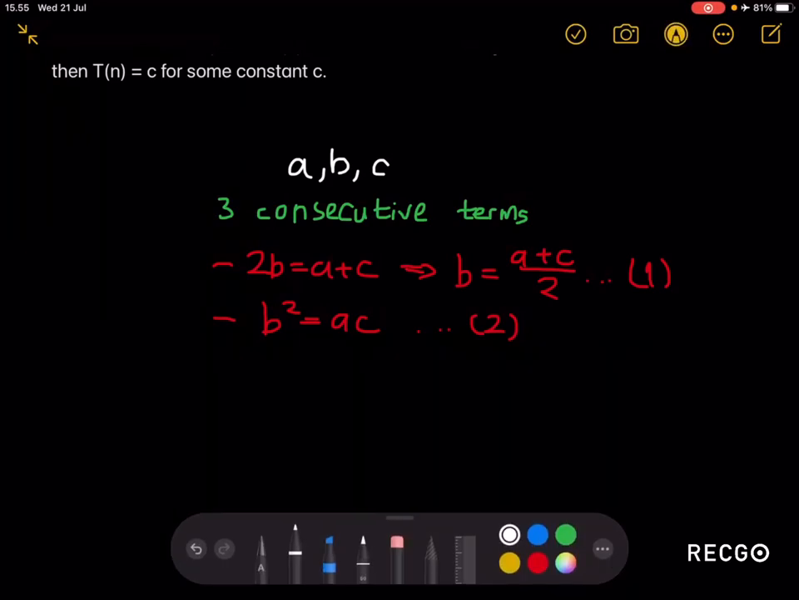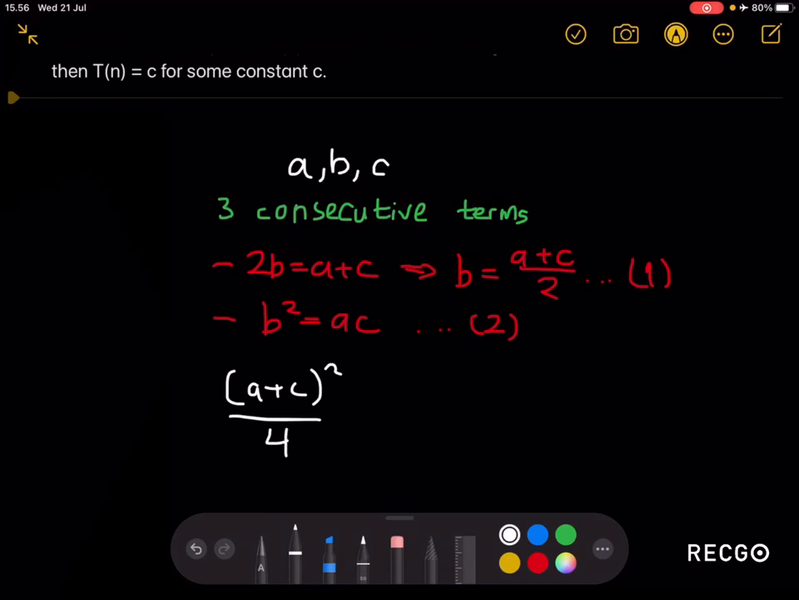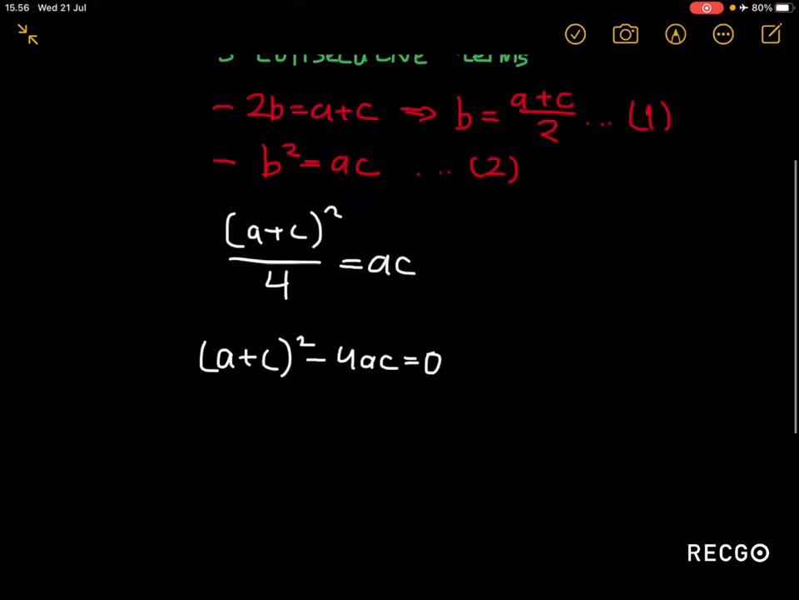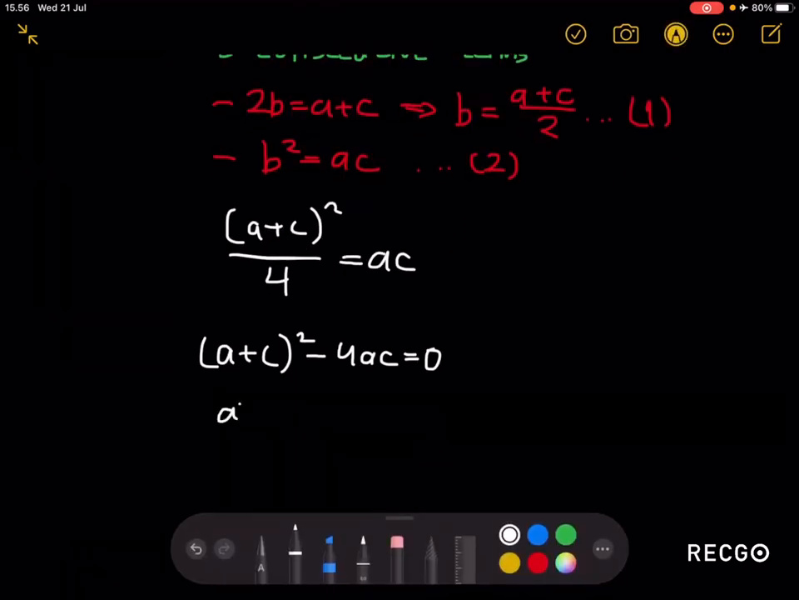Notice that we can substitute the value of B in equation 1 into equation 2 to get the following. So (A plus C) squared over 4, since 2 squared is 4, is equal to A times C. Or in other words, this implies that (A plus C) squared minus 4AC is equal to 0. Notice that we can expand (A plus C) squared, that will be A squared plus C squared plus 2AC minus 4AC. So we can rewrite this as A squared plus C squared minus 2AC is equal to 0.